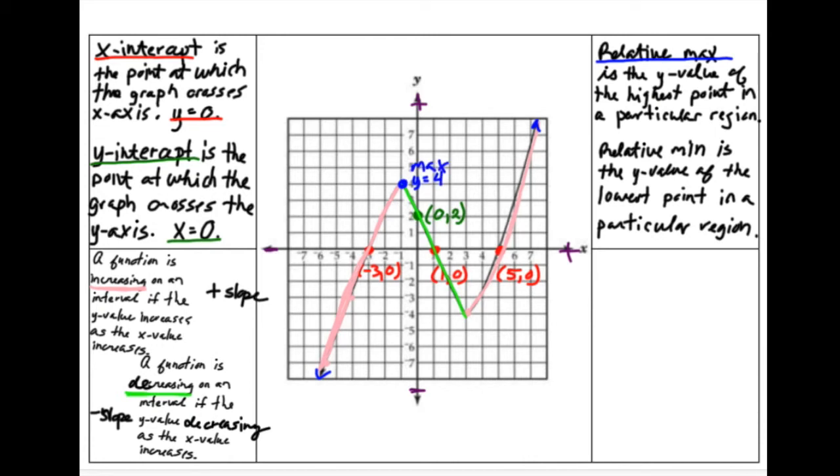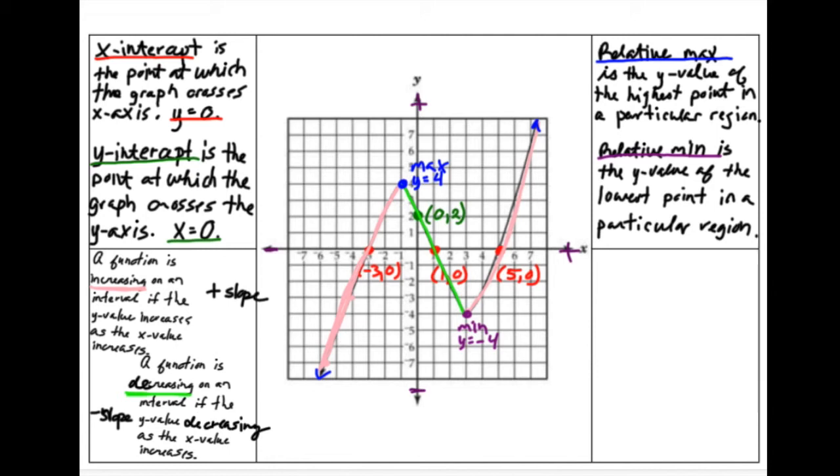And then the relative minimum is the lowest point on the graph right here, which is actually the minimum is y equals -4, right? So again, we're looking at a particular region of the graph, which is why we're not kind of circling those really high arrows or those really low arrows.